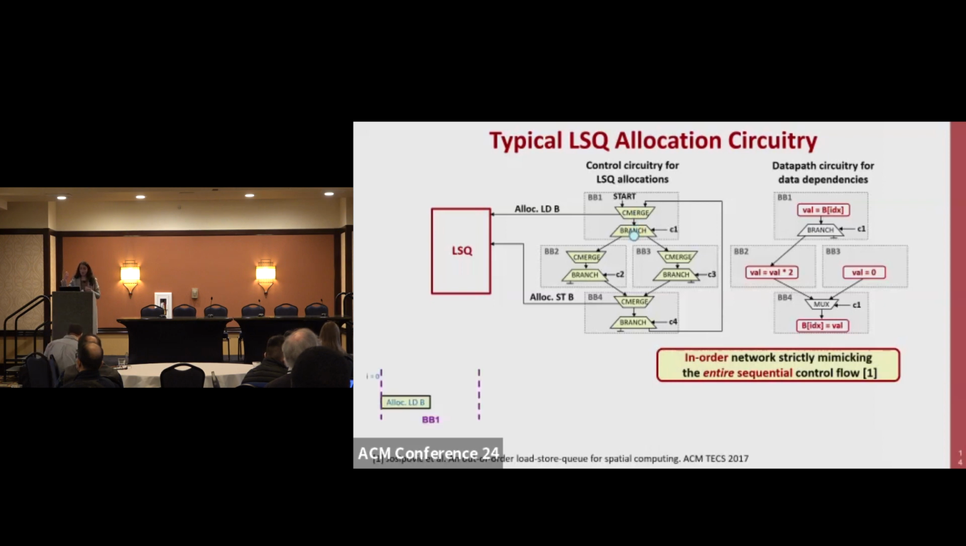It waits for the computation of the condition C1 of the basic block 1. And then, based on the condition, it either goes to basic block 2 or to basic block 3. Here it comes to basic block 2. Notice in the bottom left here, you have the schedule of the allocations happening.